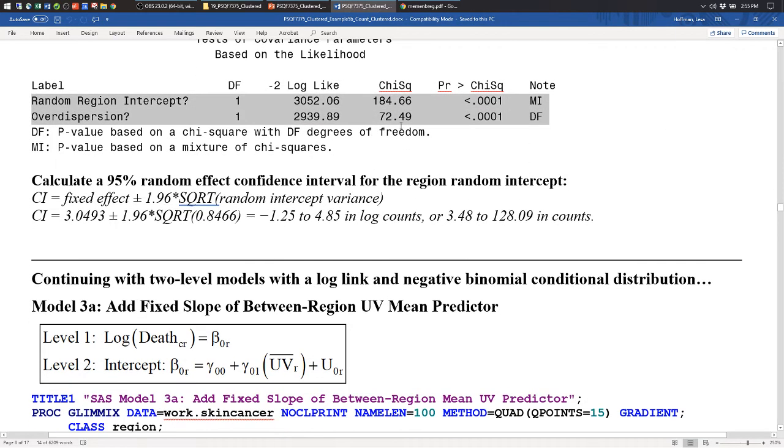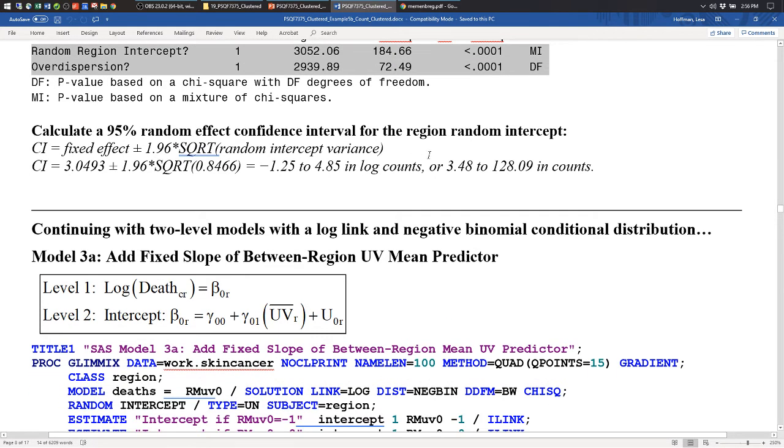So we need both of them in order to keep our model working. So we have overdispersion even after the random intercept. So we'll keep both, and then we can add it together. Here's a confidence interval for the random intercept in log counts, and if you exponentiate, you can get into counts.